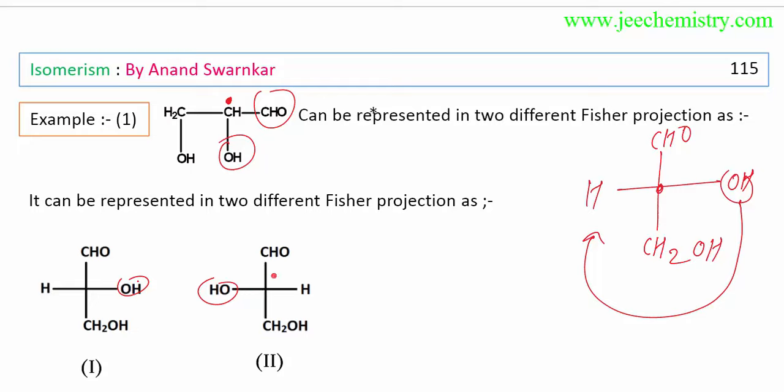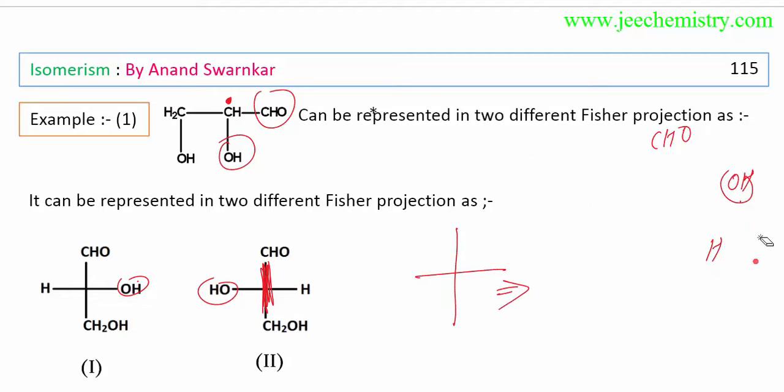Now we will learn about this middle line. This straight line is away from the viewer. This middle line is away from the viewer. This can also be represented like this: a straight line, and this is towards the viewer. This is actually a wedge, and this is actually a dash. In this way, we can represent the wedge.